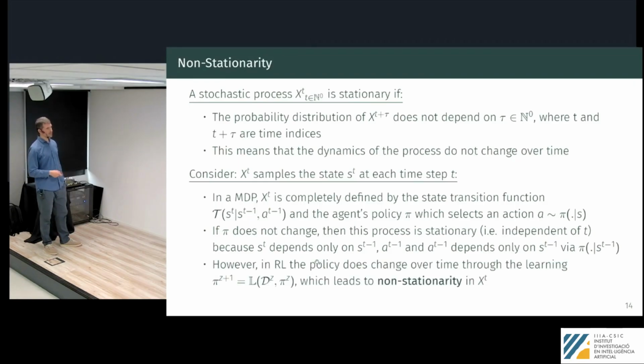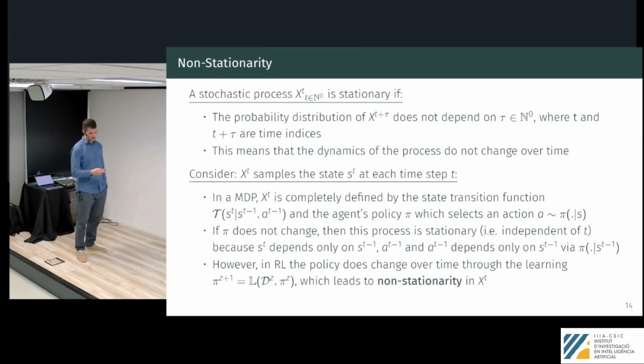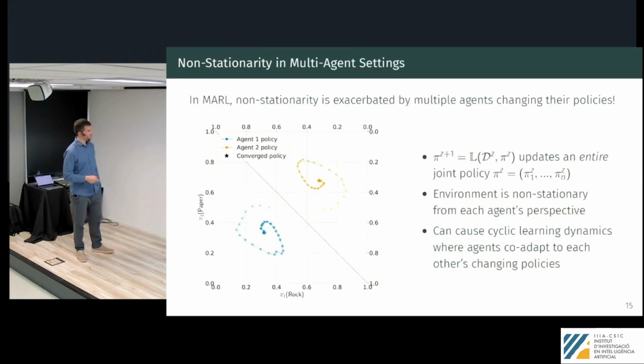But in reinforcement learning, the policy changes over time, of course. That's the whole idea in reinforcement learning. So if we look at the learning dynamic that we had earlier, we have this z-index, which increases over time, and then we change our policy over time as we collect more data. And if this part changes, which defines the distribution of the stochastic process, then the whole process becomes non-stationary. So we know that the whole thing is non-stationary in reinforcement learning.